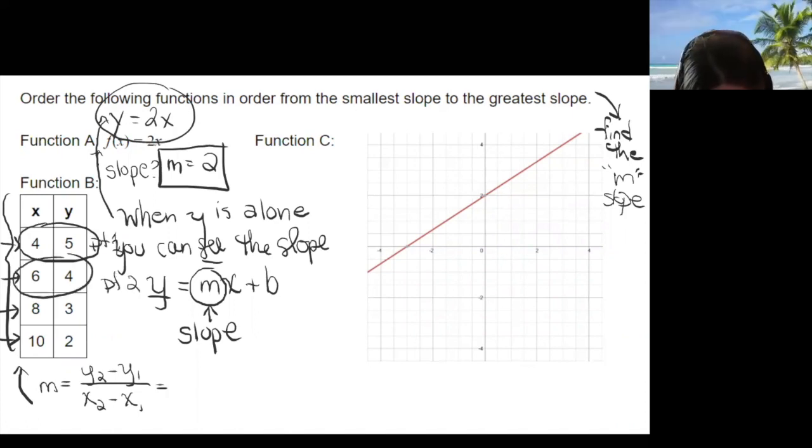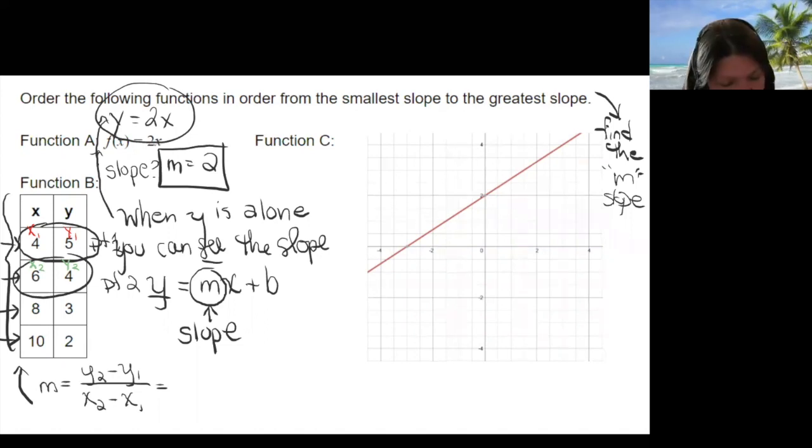So let me bust out a different color. Because if this is point 1, then this will be the x1 and this will be the y1. And if the other one is point 2, then that'll be the x2 and that'll be the y2. That little subscript 2 isn't math to do, it just means first or second. So there's my first x, there's my second x. There's my first y, there's my second y. That's all I mean by that.